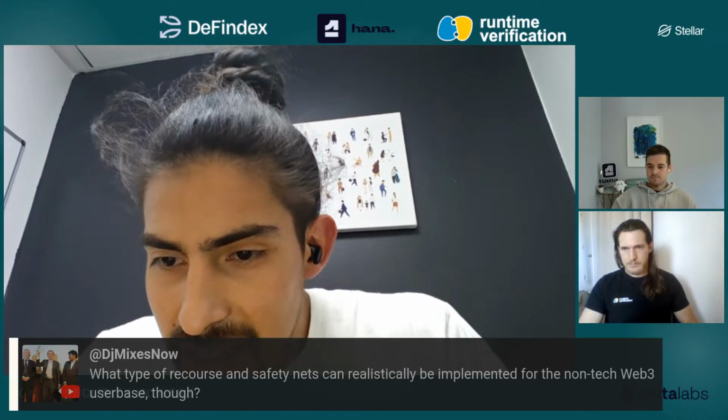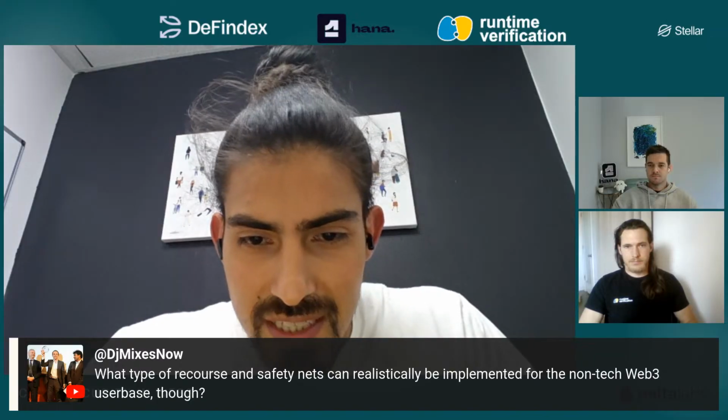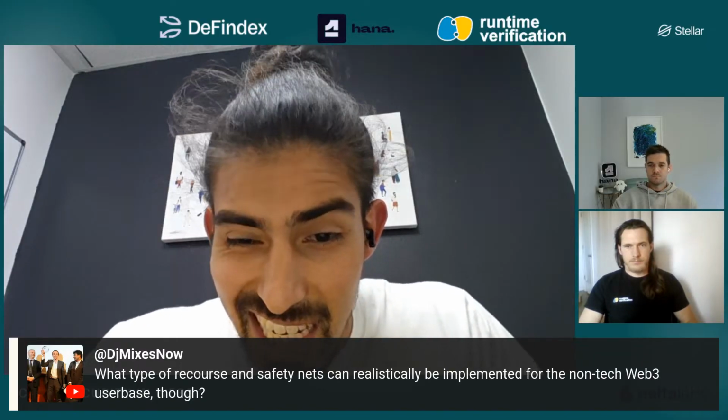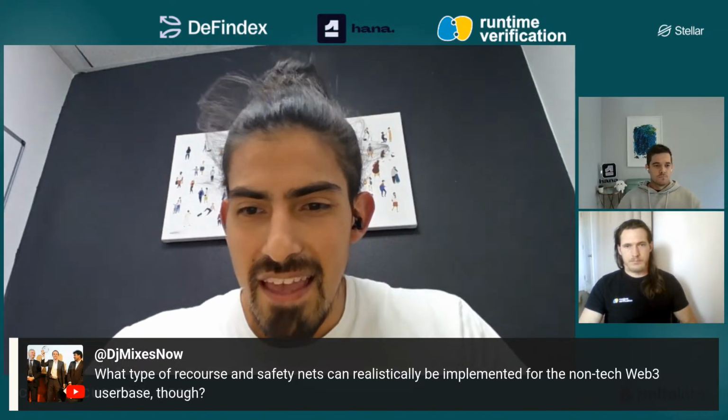Well, we are arriving at the end. We are DeFindex, the earning infrastructure for financial apps. We are answering the questions of the audience. So, a question from DJ Mixes now: what type of records and safety nets can realistically be implemented for the non-tech Web3 user base?